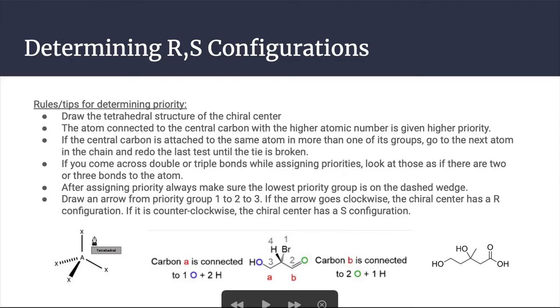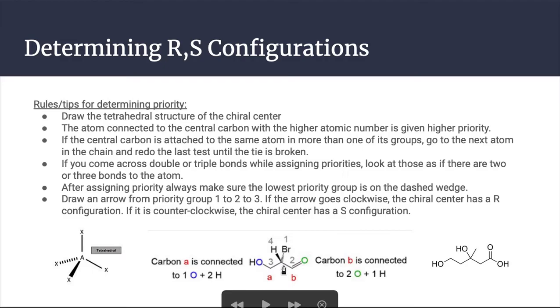Anyway, moving on to the actual steps. The first step is that the atom connected to the central carbon with the higher atomic number is given higher priority. So this is where we're going to start assigning priority, or going over the rules of how to assign priority. So this one says the atom that has the higher atomic number is given higher priority. So we're going to look at this one over here first.